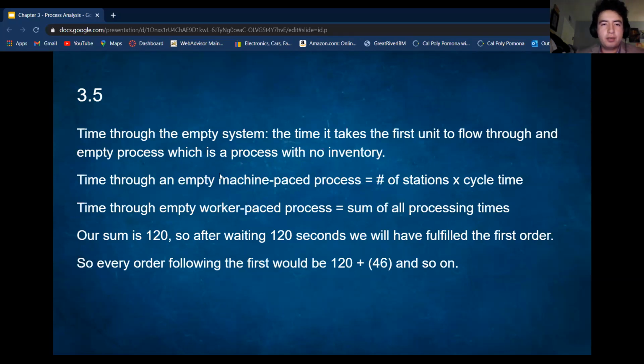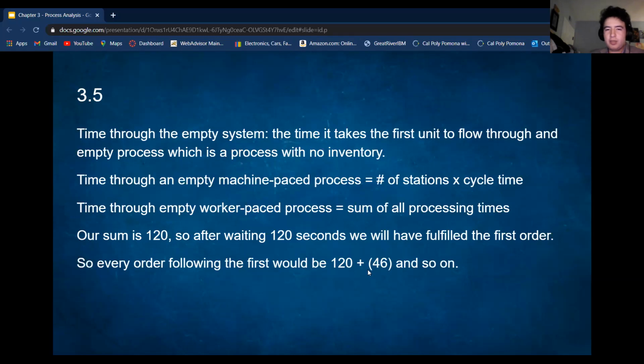And so the time through an empty machine pace process is the number of stations times the cycle time. And then for an empty worker pace process, it is the sum of all the processing times. And so our sum for our worker pace process, the example we were using, is 120 seconds. So every order following would be the 120 seconds plus the 46 seconds we said before that it takes to finish the whole process. So we have to make sure to add the 120 seconds it takes for the first process. And so obviously after each customer comes in, you're gonna add another 46.